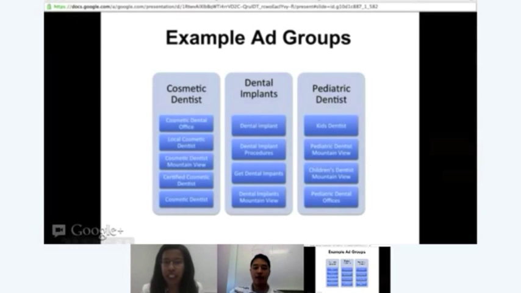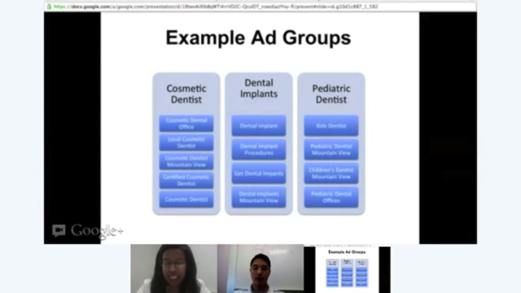Okay, so here's an example. Say you're a dentist, right? There are 3 different ad groups that you want to have. You want to have your cosmetic procedures in one ad group. You want to have your dental implants in another ad group. And then you could even market yourself as a pediatric dentist. So what type of keywords would you want to have in these different ad groups?